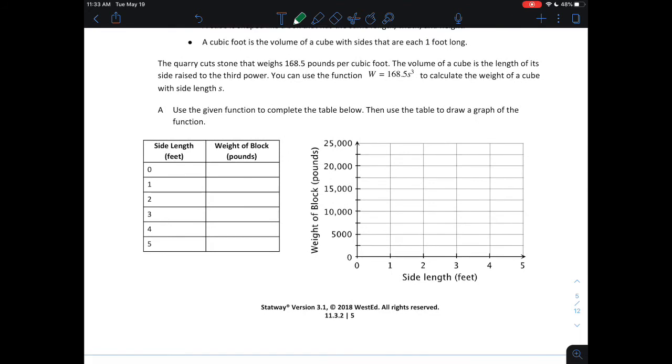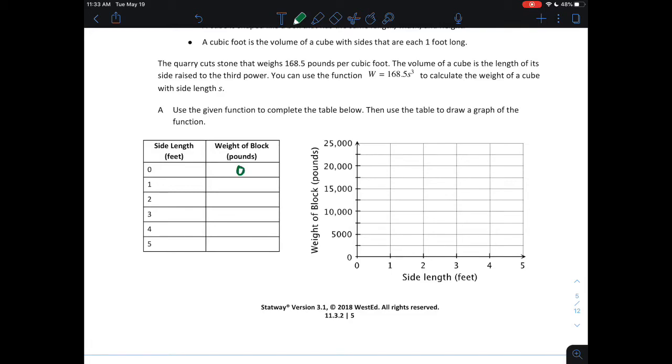So first, side length is the first column, weight of the block is the second column. We're given some values of side length: 0 feet long, 1 foot long, 2, 3, 4, and 5. And then we want to find the weight of the block with those varying side lengths. So first of all, if the side length is 0 feet, again, just ask yourself an intuitive question. If you have a cube where each side is 0 feet long, do you really have a cube? What would the weight of that cube really be? Well, it doesn't exist if it's 0 feet long on each side, which means that its weight can only be 0.